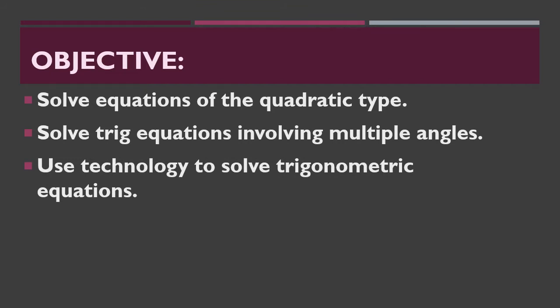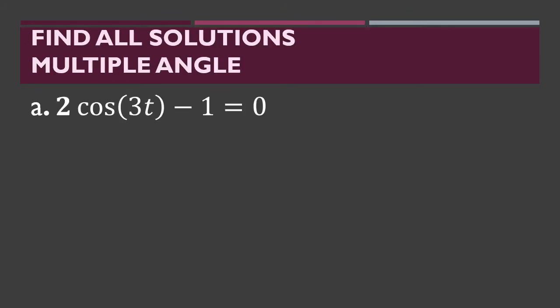Specifically in this case today, we're going to use Desmos as opposed to your graphing calculator, but you could also do this on your graphing calculator. All right, so we are going to do the problem 2 cosine 3t minus 1 equals 0. So when we look at this problem, it really doesn't look that much different from what we've been doing until you look at this right here. And this is where the multiple angle part comes in.